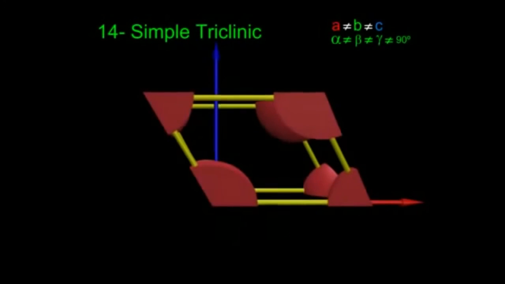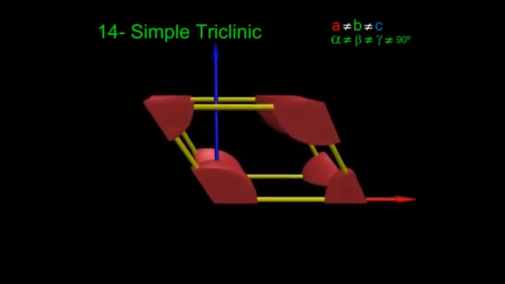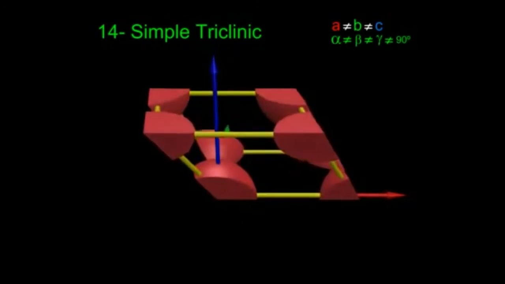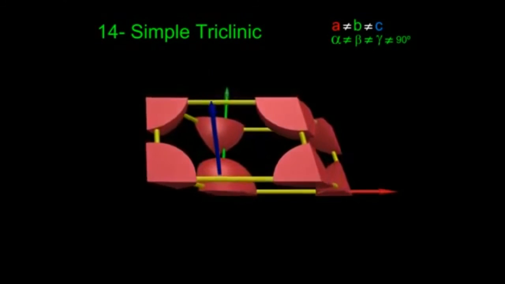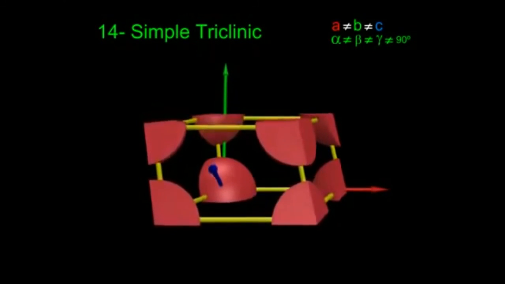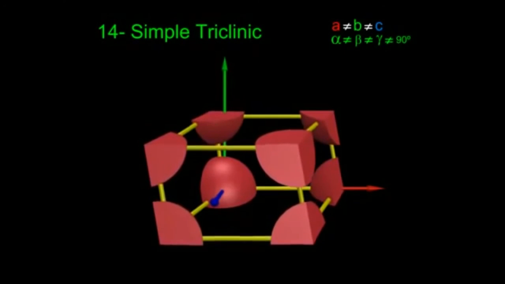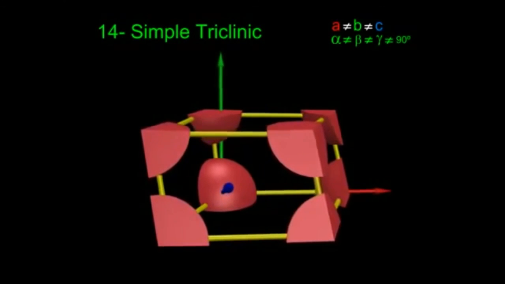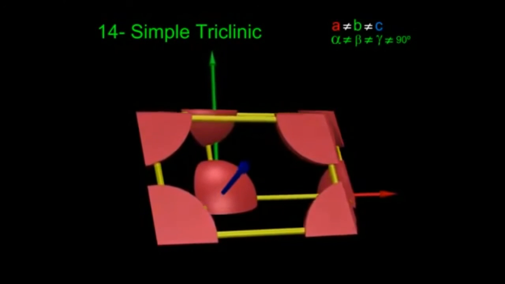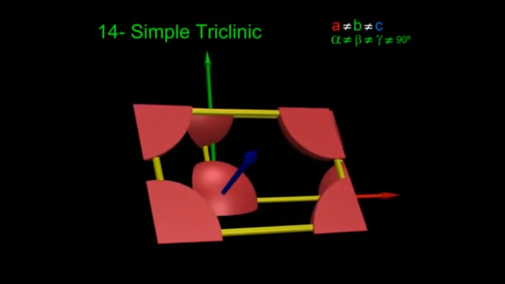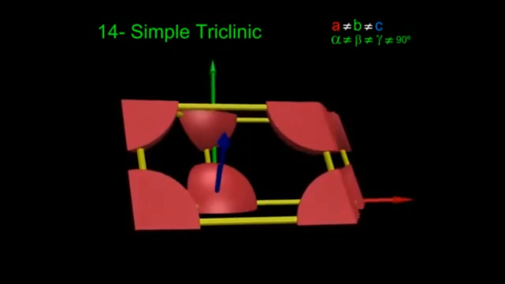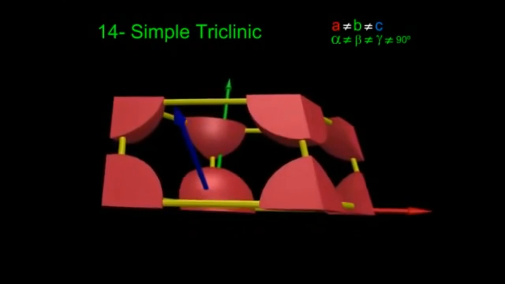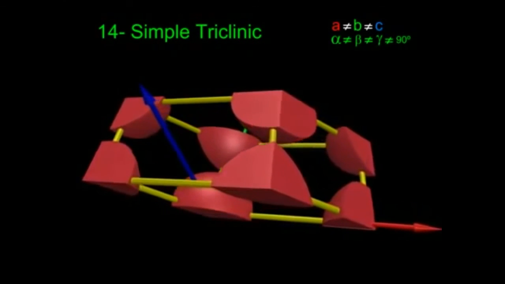Primitive triclinic unit cell. Primitive cell is also known as a simple unit cell. In a crystal lattice, the lengths are denoted by A, B, and C, whereas the angles between the translation vectors are denoted by alpha, beta, and gamma. In a triclinic unit cell, A not equal to B not equal to C, and alpha not equal to beta and not equal to gamma. That is, all the edges and the angles are unequal.